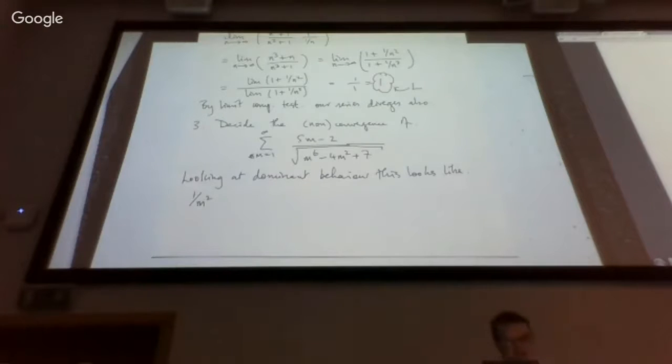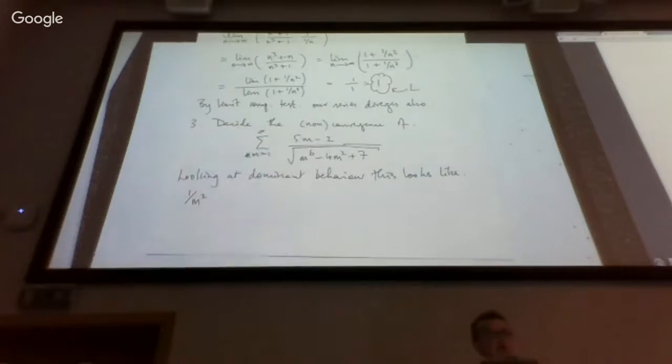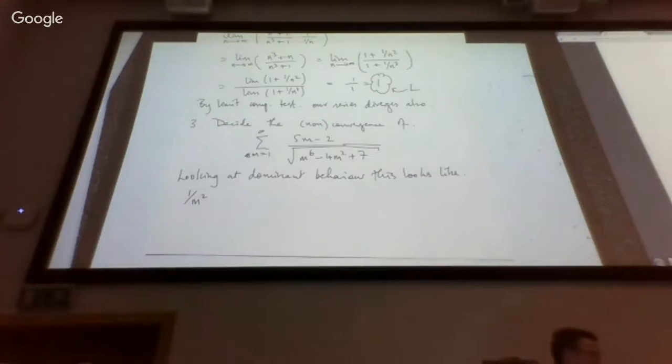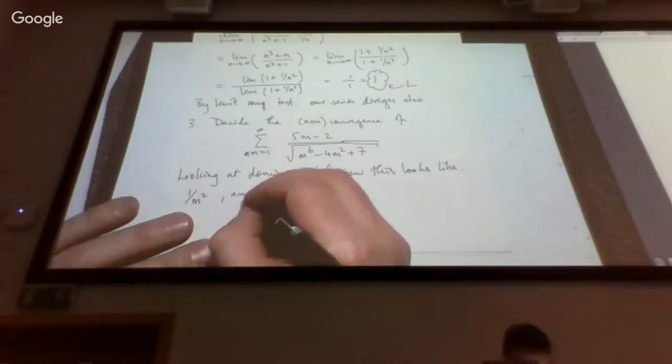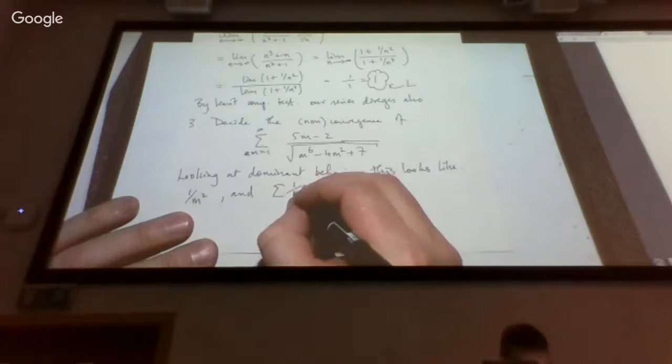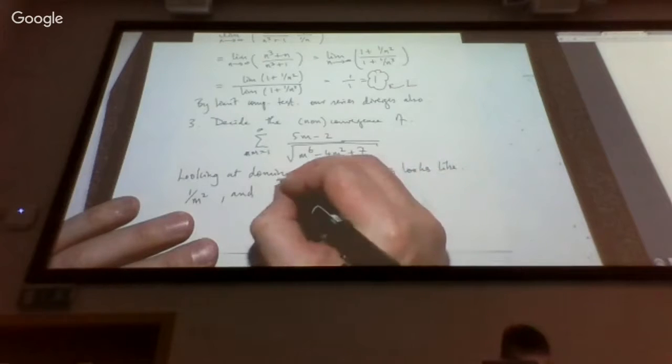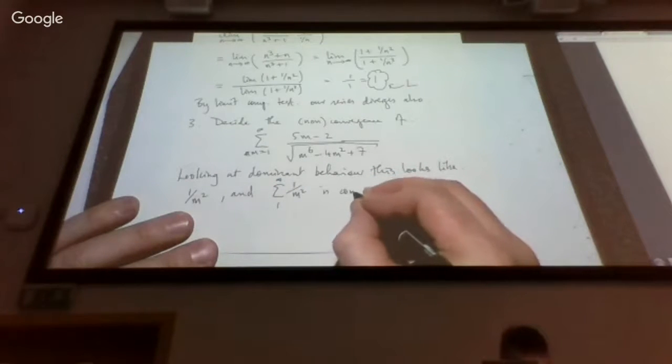Okay. Now remember, we already know about all of the hyperharmonic series, these series which are the sum of 1 over some fixed power of the index, because we assessed all of those using the integral test. And the sum of 1 over m squared is convergent by the integral test.